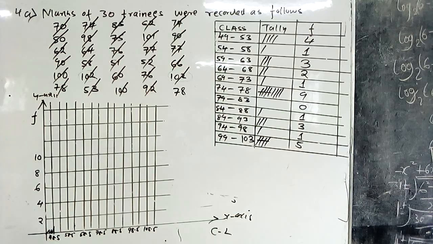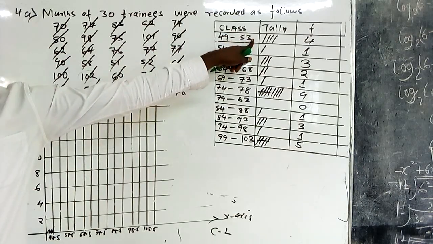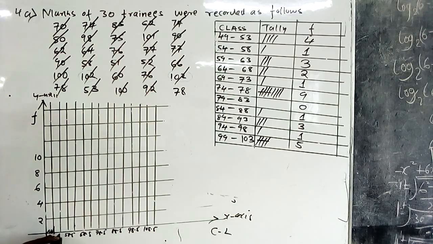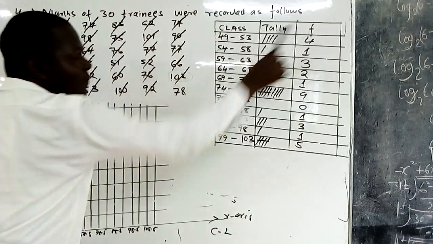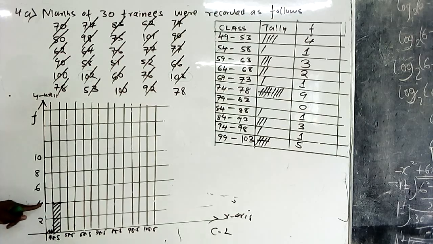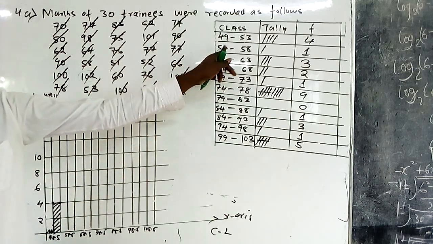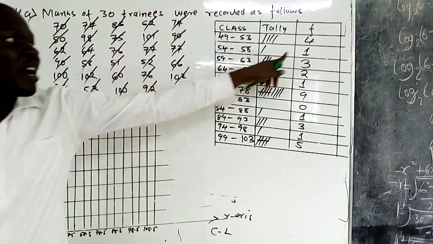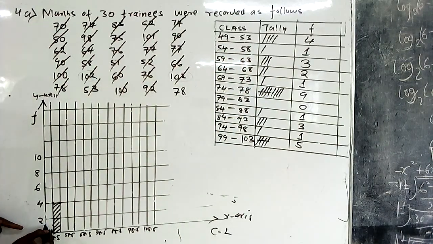Are we together? So you see, from 48.5 to 53.5, what frequency does it have? Meaning when you are at a frequency of 4, you start from here and you end here. The whole of that part has a frequency of 4, starting from 48.5 and ending at 53.5. Then you move to the next one, from 53.5 to 58.5. That's a frequency of 1. You start at 53.5 and move up to 58.5. So you've captured that given region.